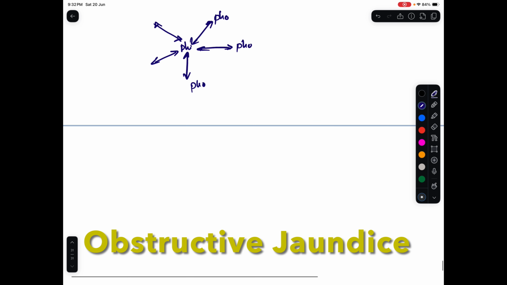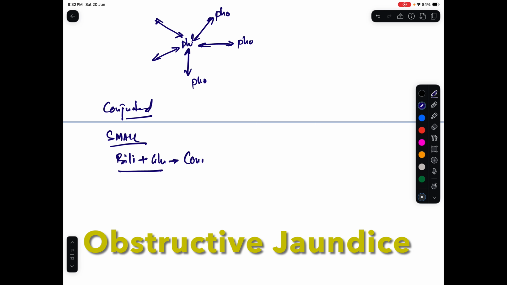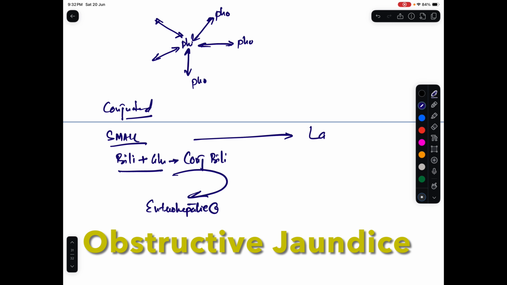So what is conjugated bilirubin? How is conjugation done? In the small intestine, bilirubin plus glucuronic acid gives conjugated bilirubin. So that is called conjugated bilirubin. It goes into the small intestine, where it is mostly reabsorbed in the enterohepatic circulation. But some passes into the large intestine.